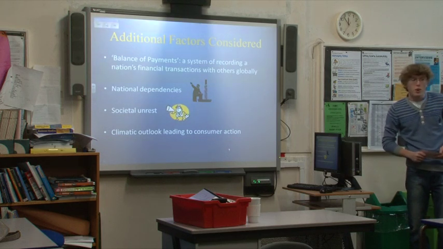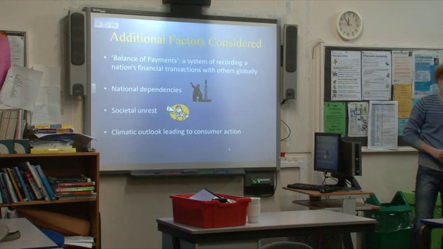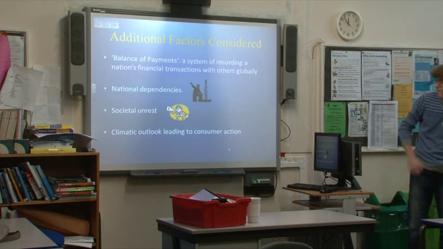Societal unrest and political unrest may emerge from certain government actions in relation to the weather. And climatic outlook leading to consumer action, as already mentioned. It's not just businesses who are affected by the weather.